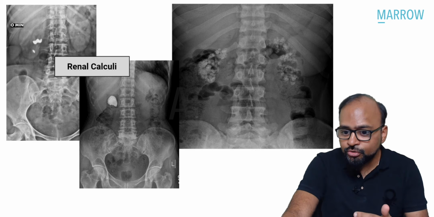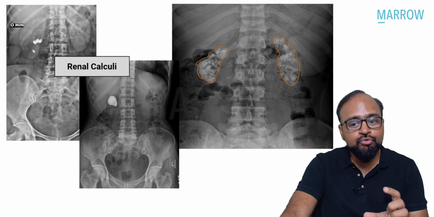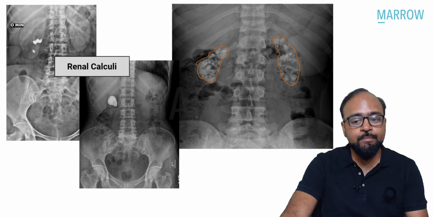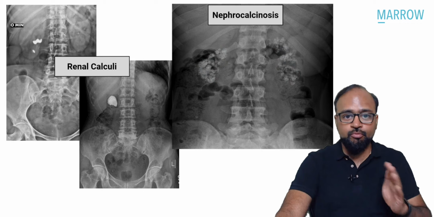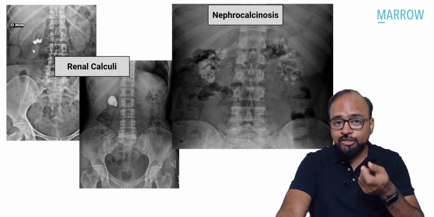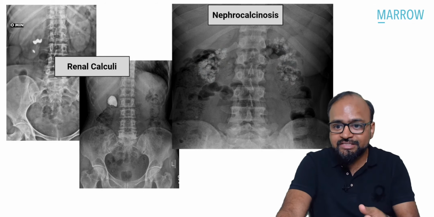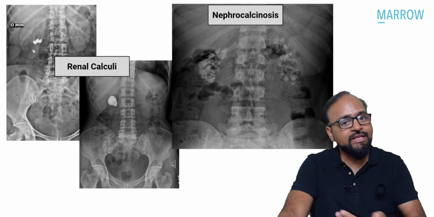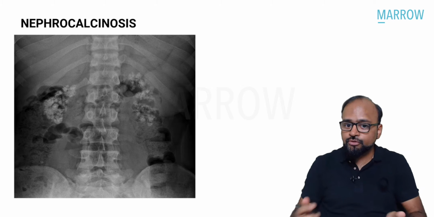As against this, look at the contrast, a diffuse calcification involving the renal parenchyma. This is how nephrocalcinosis would appear. Can you make out the difference between them now? Calculi would appear as focal densities. Nephrocalcinosis is diffuse calcification in the renal parenchyma. So what could be the causes for nephrocalcinosis?